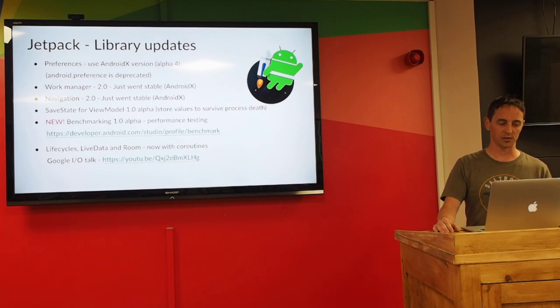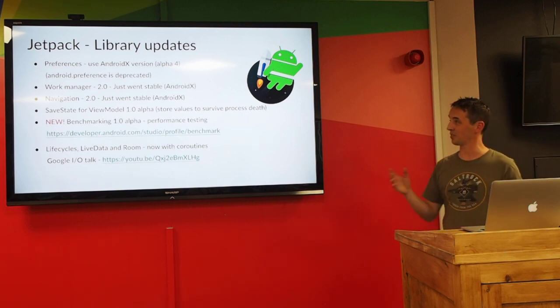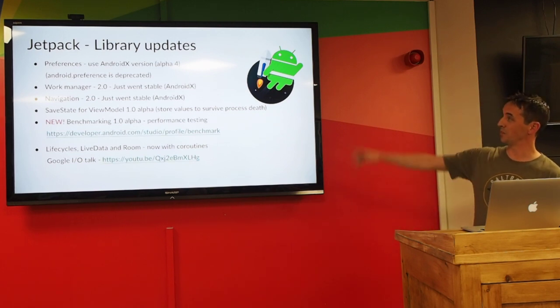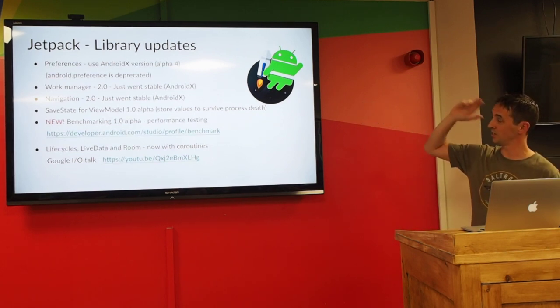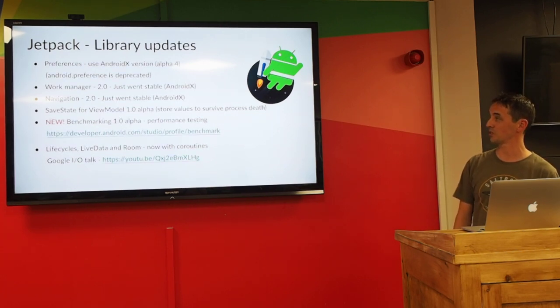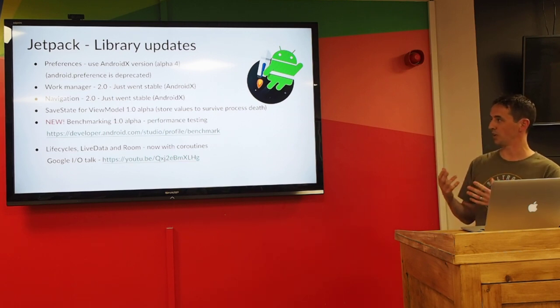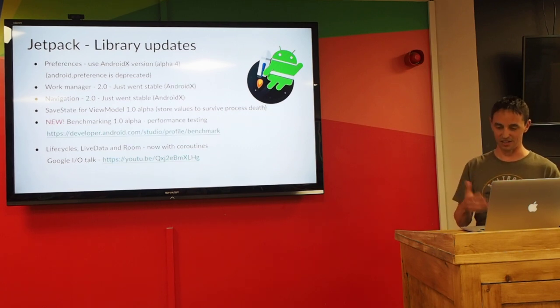So just the last bit on Jetpack is there's a few other libraries. As I said, this is all to do with accelerating developer work. So there's a new preferences library. The other one is deprecated if you're using AndroidX, so that's great. WorkManager is for async background tasks, and just went stable, which is great because it allows battery management and takes care of all the best practices for doing async background tasks.